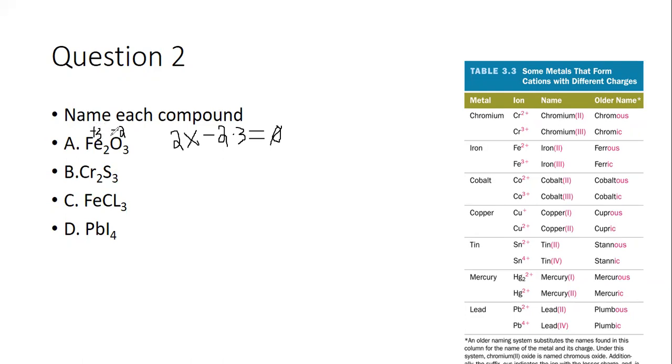So the name for this, and I'm going to try to use my pen even though it's really wonky, is iron 3, so Roman numeral 3, oxide.